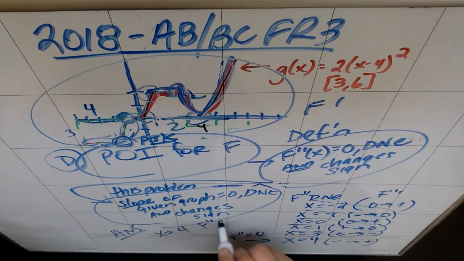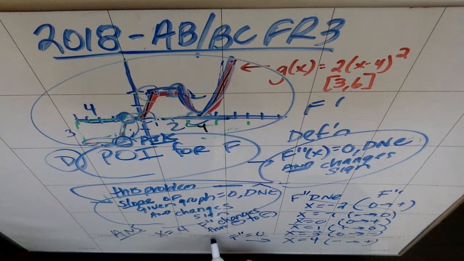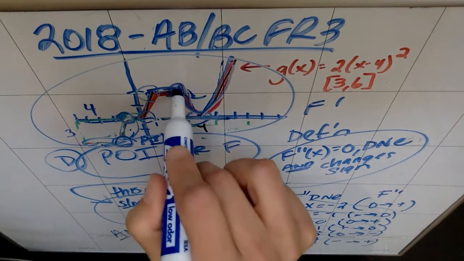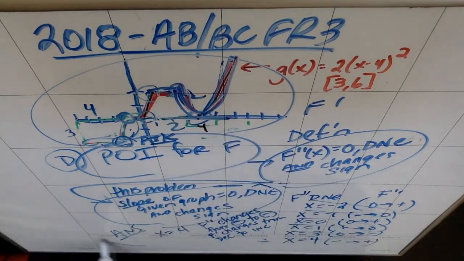f double prime changes from negative to positive. Or the other way to say that is f prime changes from decreasing to increasing. F prime is decreasing, f prime is increasing. So the only answer is at x equals 4.